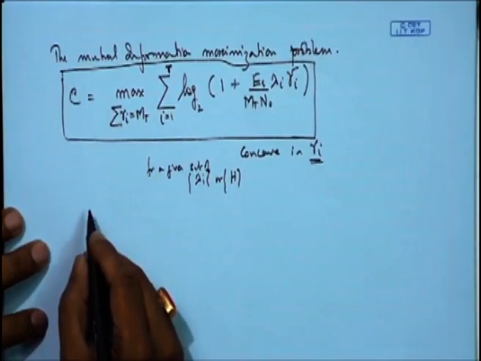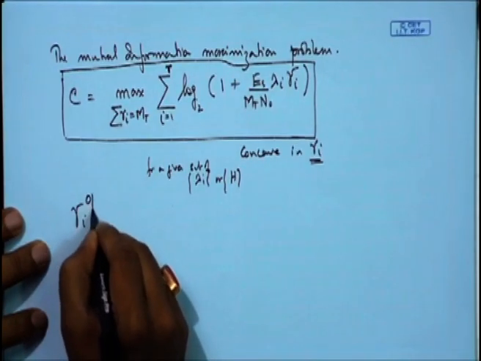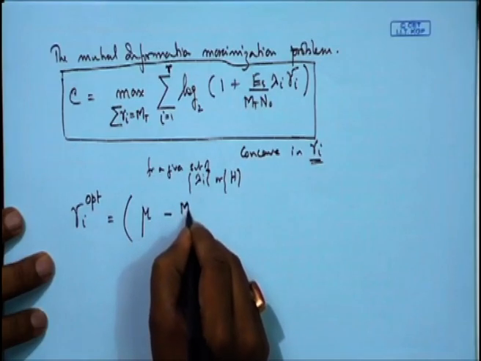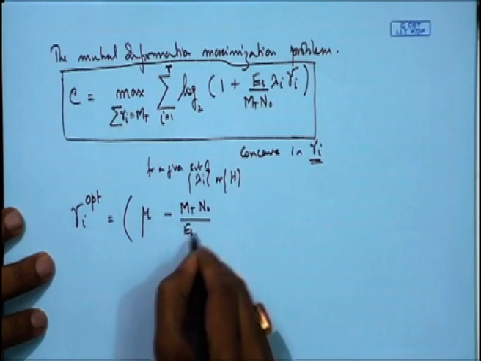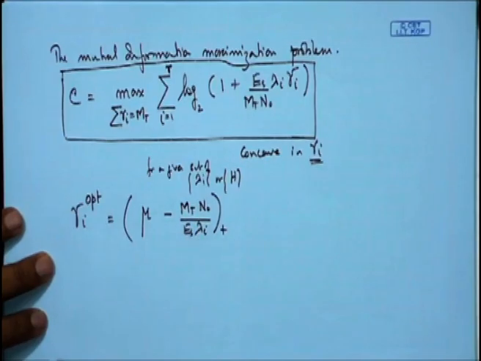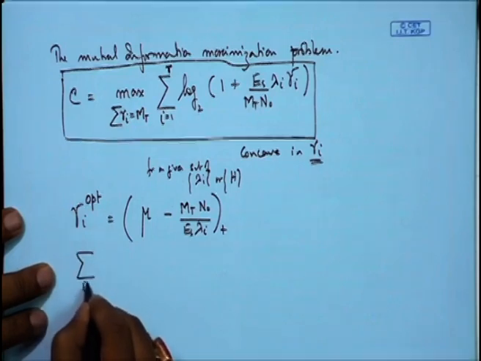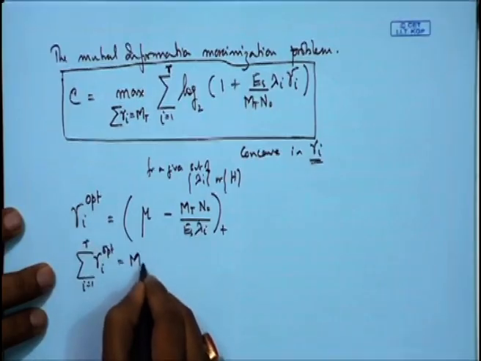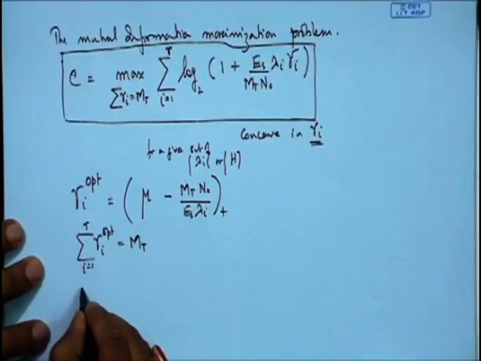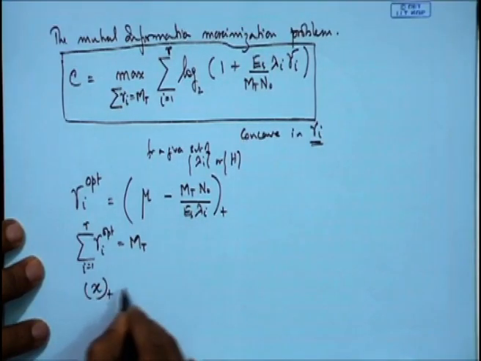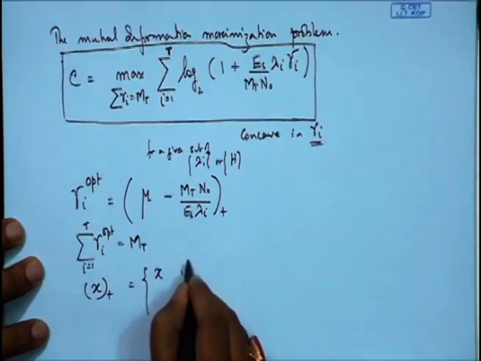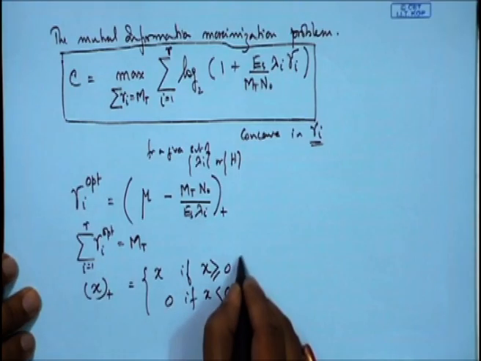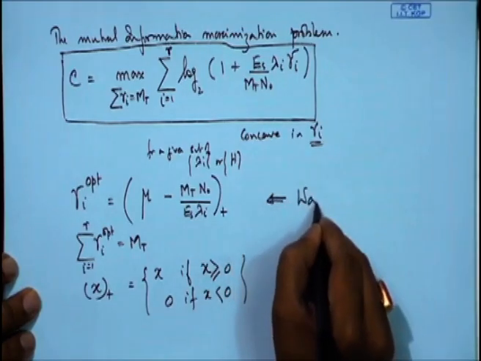So, we look at the optimum maximization problem. You can derive this, but the result is what is more important as of now. The optimum values of gamma i can be written as some constant mu minus Mt N0 by Es lambda i, with a plus sign, and we also have the constraint that the sum over i equals 1 to R of gamma i optimum is equal to Mt, and mu is a constant. This plus means that x plus is equal to x if x is greater than or equal to 0, and 0 if x is less than 0.